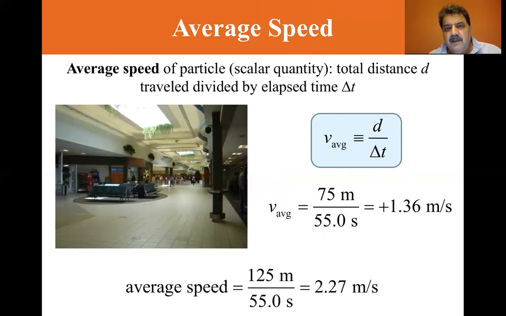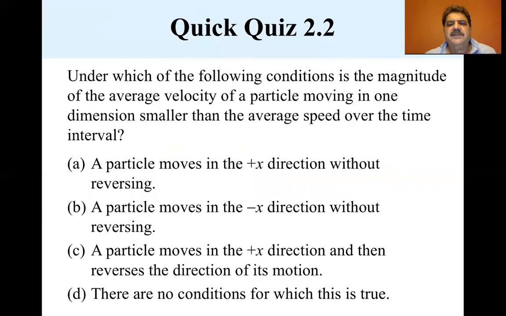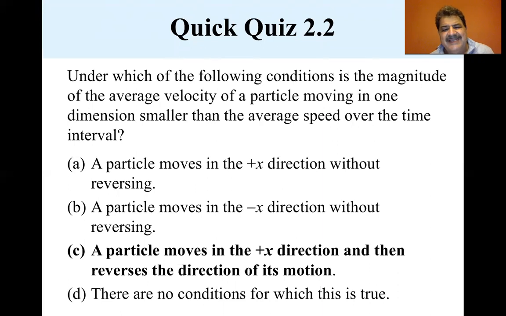Okay, let's do a quick quiz. Under which of the following conditions is the magnitude of the average velocity of a particle moving in one dimension smaller than the average speed over the time interval? A, the particle moves in the plus x direction without reversing, or the particle moves in the minus x direction without reversing. B, a particle moves in the x direction and then reverses the direction of its motion. C, there are no conditions for which this is true. And if we look, it's B. A particle moves in the x direction and then reverses the direction of the motion.